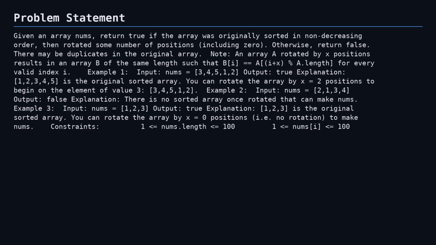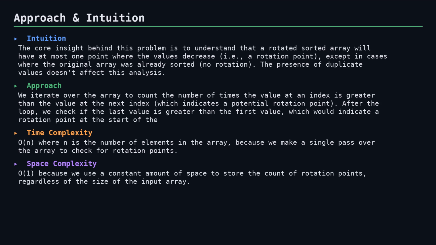The core insight behind this problem is to understand that a rotated sorted array will have at most one point where the values decrease. Think of it like a mountain range. If you're walking along a mountain range and you see a peak, that's like the rotation point. After that, the values should always be increasing. Unless, of course, the original array was already sorted, in which case there's no rotation point at all. It's like a flat plane, where all the values are in order.